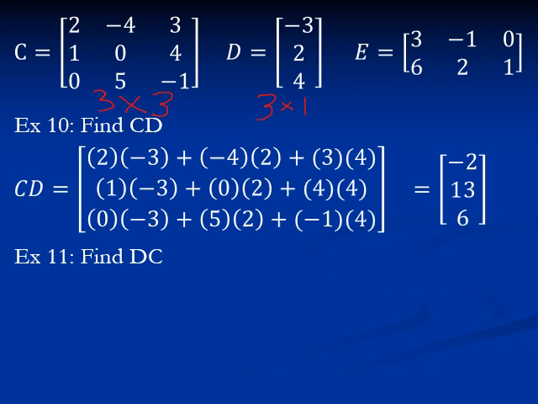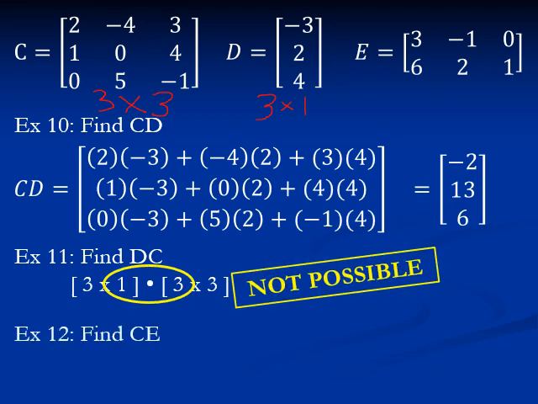So you can see we cannot multiply D times C. D is a 3 by 1, C is a 3 by 3. Therefore, they don't have that middle value the same, so this one is not possible. Those 2 numbers would have to be the same, and they're not.